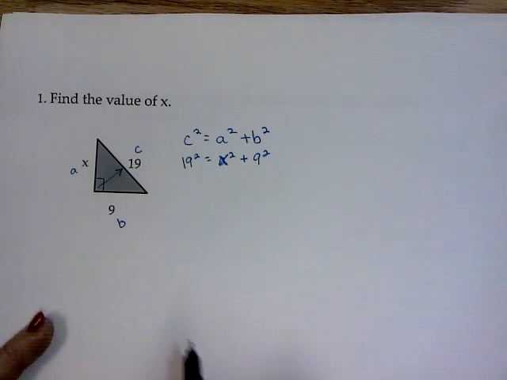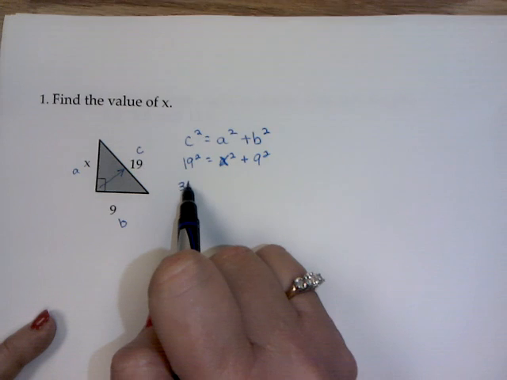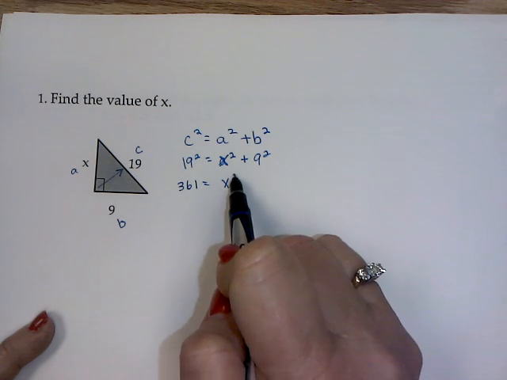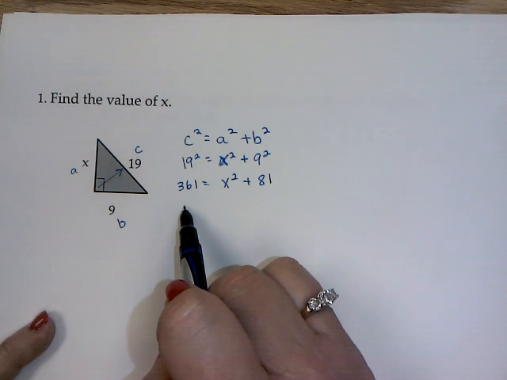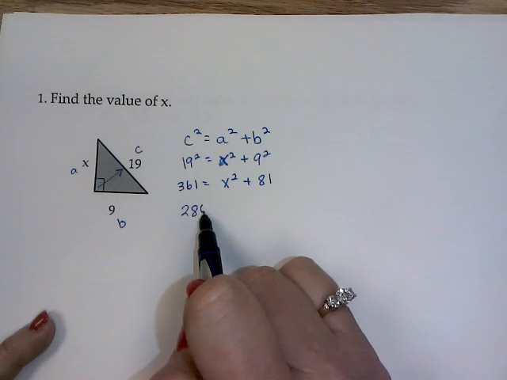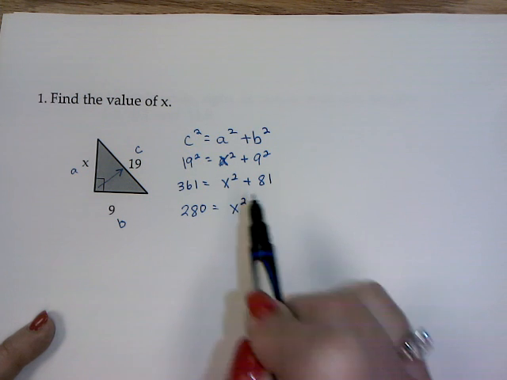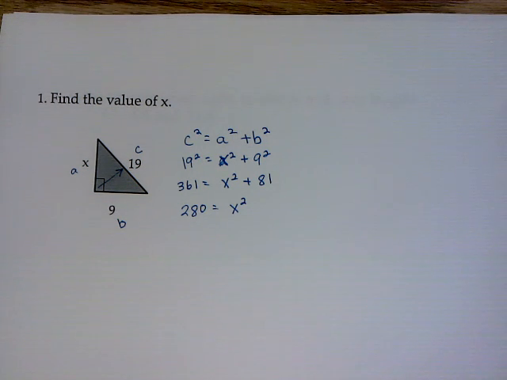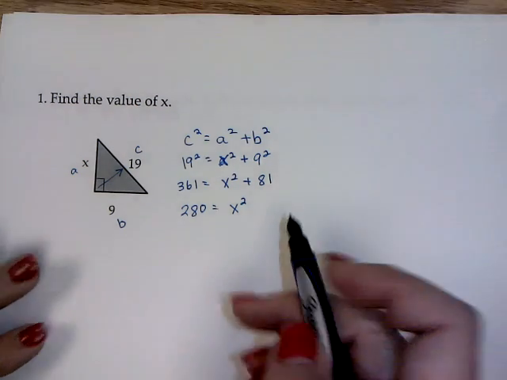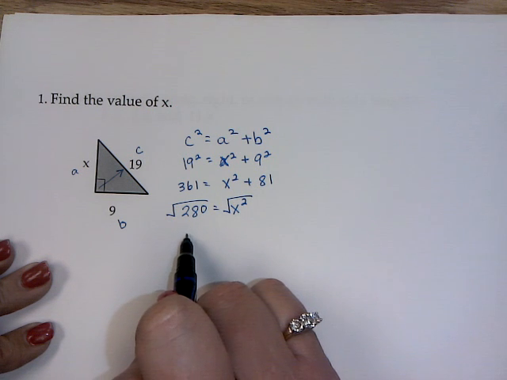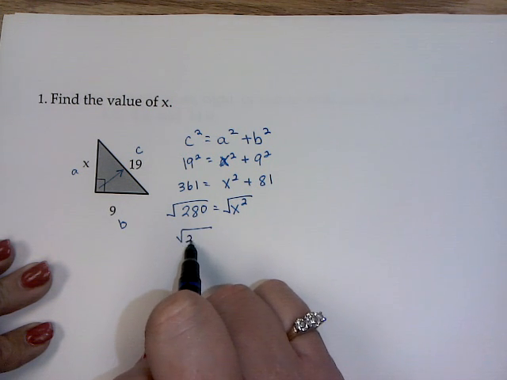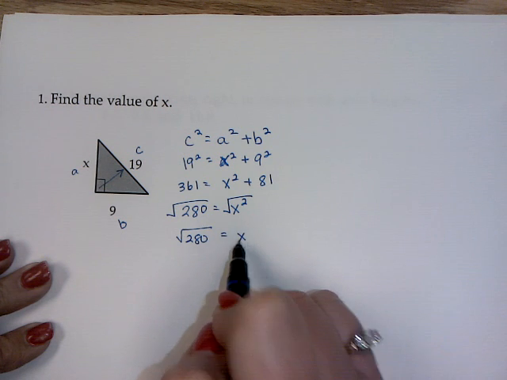Now I'm going to go ahead and square 19. Subtract 81 from the side. So 280 equals x squared. Now there's two answers that you can have to find x. I can either have a square root answer, because to get rid of my x squared, I have to take the square root of each side. So the square root of 280 equals x.